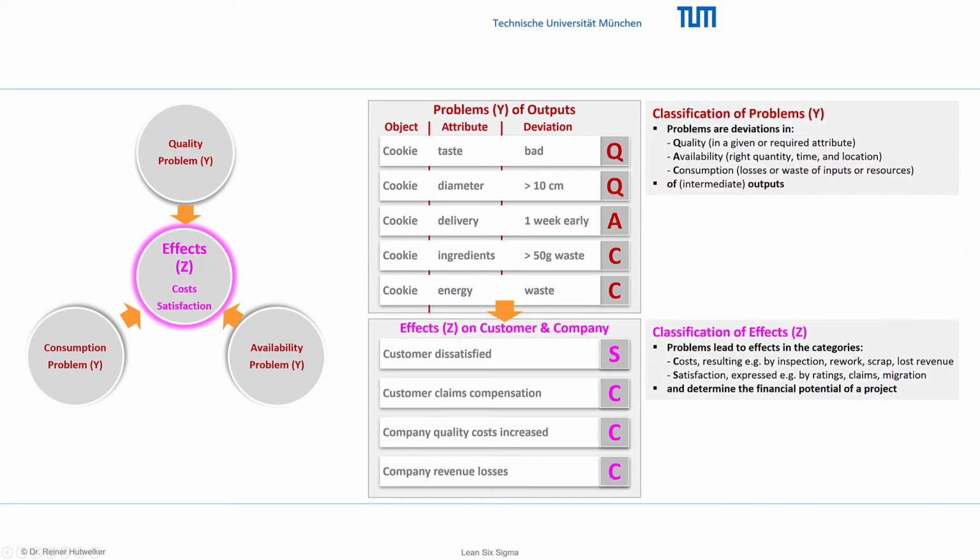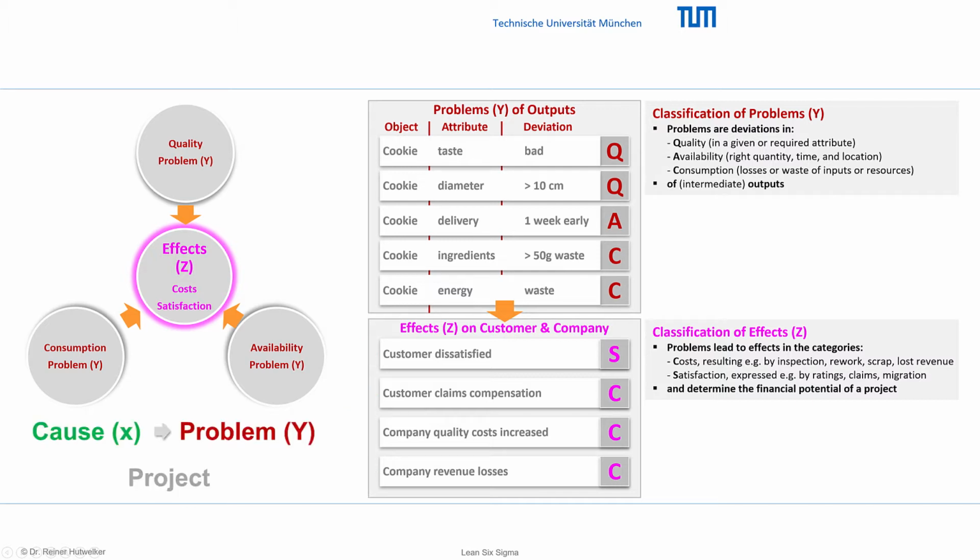For a customer, the problem's bad taste of the cookies and their early delivery might lead to dissatisfaction, compensation costs, and migration. From the management's point of view, the wrong diameter and the wasted ingredients lead to quality costs. Additionally, the effects on the customer might lead to losses in sales and revenue.